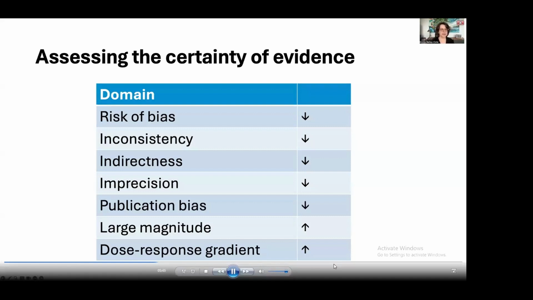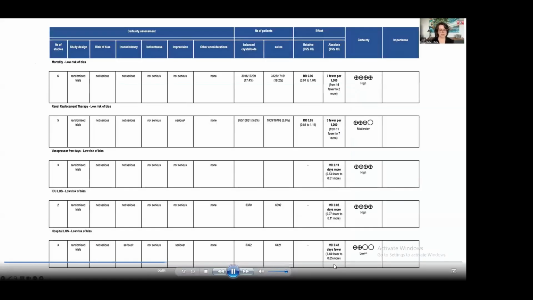The 2 domains that we can increase the certainty of evidence for are if there's a large magnitude of effect, or if there is a dose response gradient. That is a lot more relevant for observational studies. And the guidelines we're discussing today were limited to randomized controlled trials, so I won't go into any more details for this. So this is not just talk, we actually go through that process.